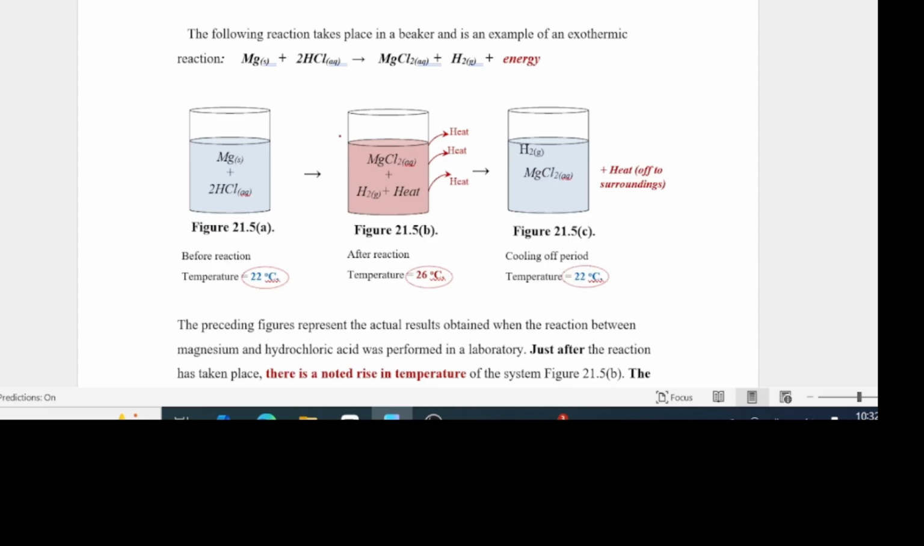Something similar to that happens in this reaction here that involves the reaction between magnesium and hydrochloric acid that give you magnesium chloride, hydrogen, and energy. Here we're having the system before reaction took place, which was at 22 degrees Celsius. After the reaction has taken place, the heat produced caused a rise in temperature of the system. Because the temperature of the system became higher than that of the environment, it lost heat until it attained the same temperature as that of the environment.